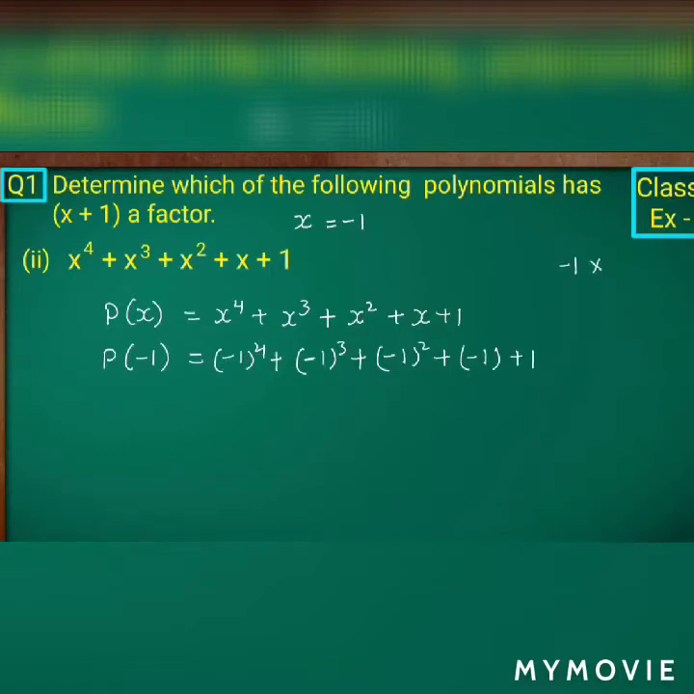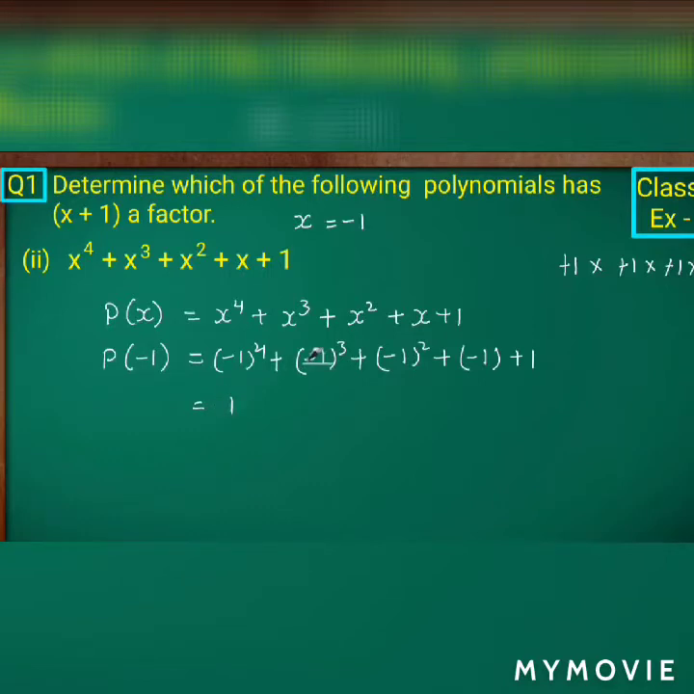So we know that minus 1 whole power 4 will be plus 1, isn't it? That is minus 1 into minus 1 into minus 1 into minus 1. So minus into minus will become plus. Again plus into minus will become minus. Minus into minus will become plus, isn't it? Since we are having the even power, obviously the sign will become positive. So minus 1 whole power 4 is plus 1.